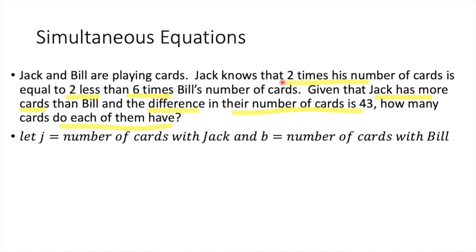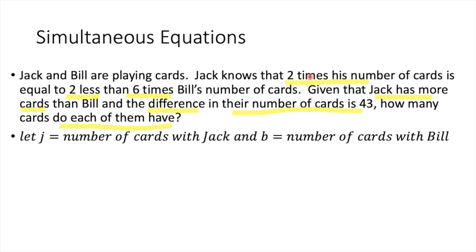Next, the question states that Jack knows that 2 times his number of cards is equal to 2 less than 6 times Bill's number of cards. So here it's a simple interpretation of wording. 2 times his number of cards means 2 multiplied by his number of cards, which is J. So we would write that as 2 times J is equal to 2 less than 6 times Bill's number of cards. 6 times Bill's number of cards is 6b, and 2 less than something is that something minus 2, so that would be 6b minus 2.